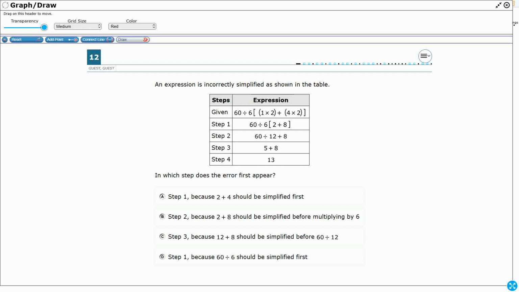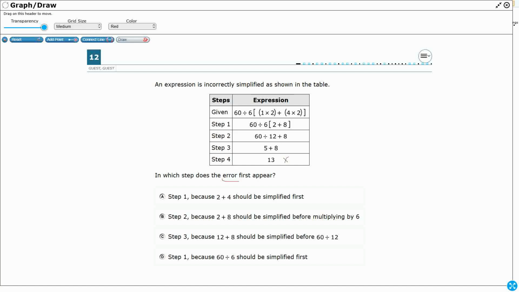So we have a series of expressions here. It looks like we're simplifying this expression. We're using brackets, we're using parentheses, and there's an error. So we need to figure out where the error first appears. So we know that this 13 is going to be incorrect. You know what? Let's do it ourselves.